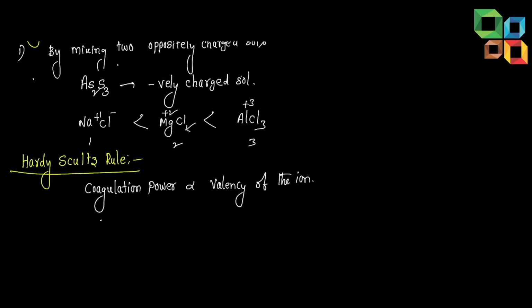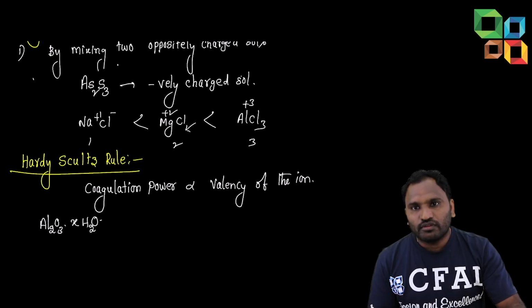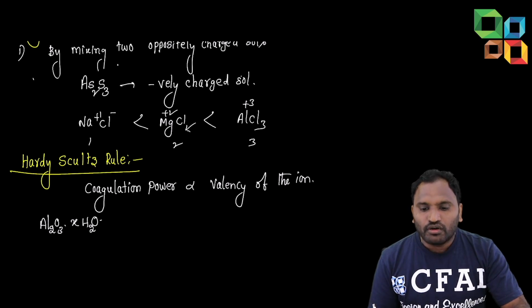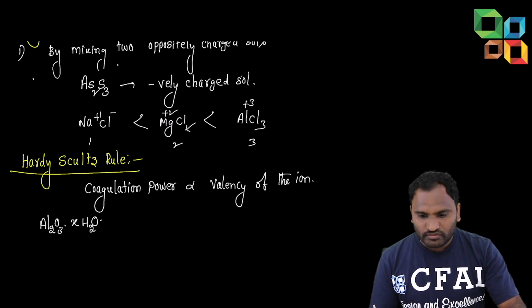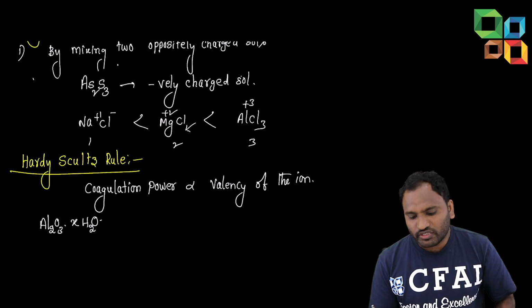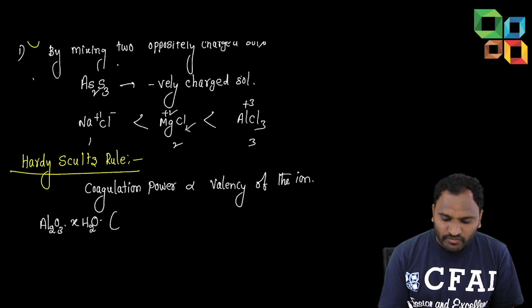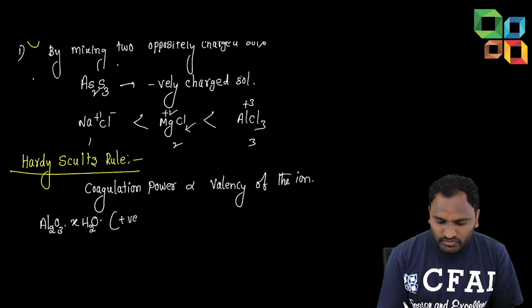Next one. So coagulation power is directly proportional to the valency of the ion. To coagulate, I'll give one positively charged colloidal solution, Al2O3·xH2O. It is a positively charged colloidal solution.